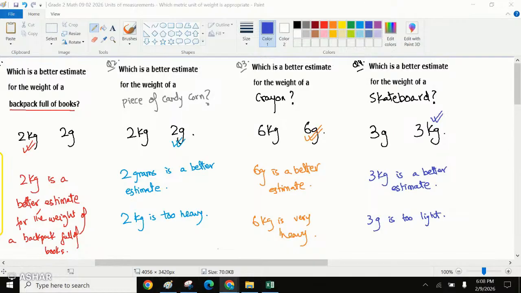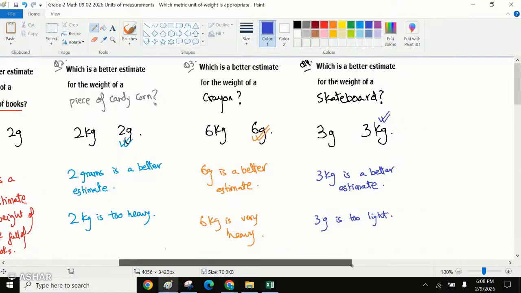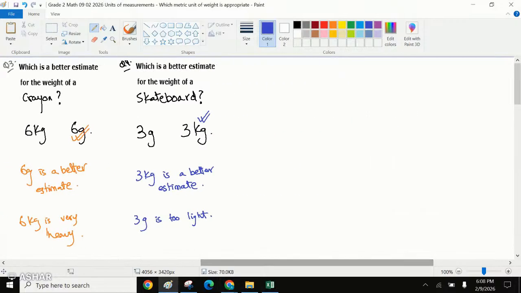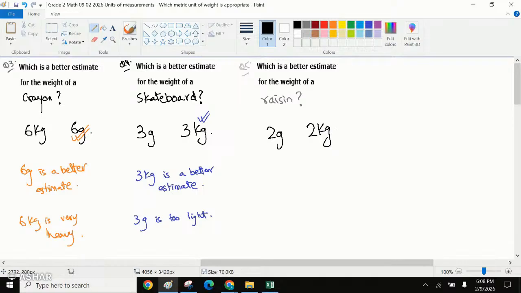Okay. Moving ahead to the next question. Let's see what they're asking us in question number 5. The weight of a raisin. So what would be the better estimate for the weight of a raisin? Can it be 2 grams or 2 kilograms?